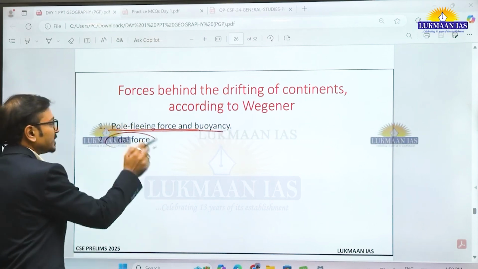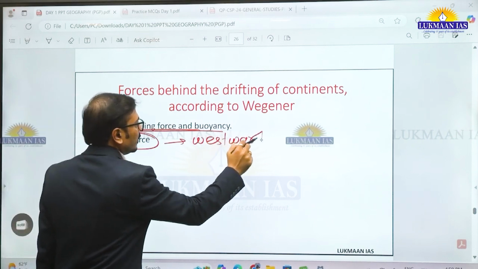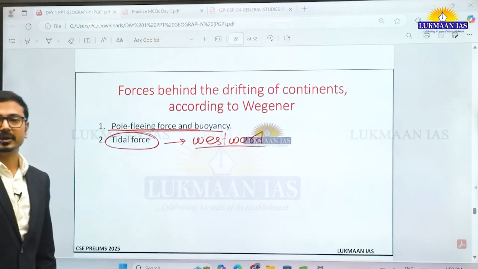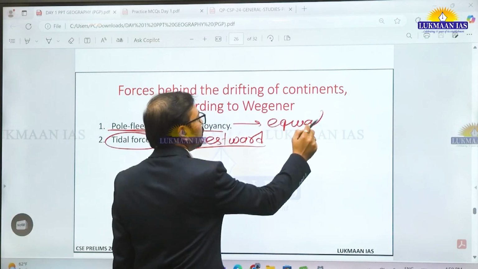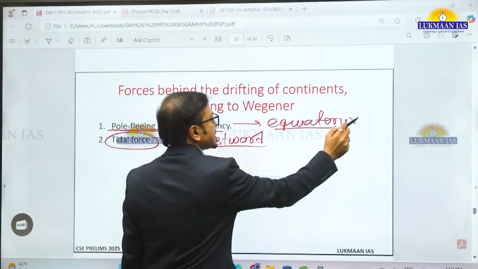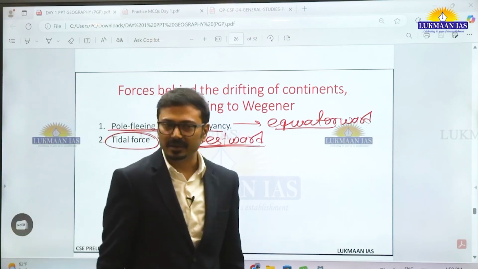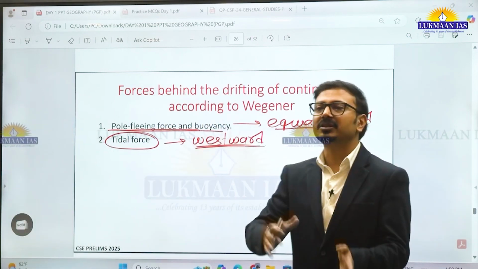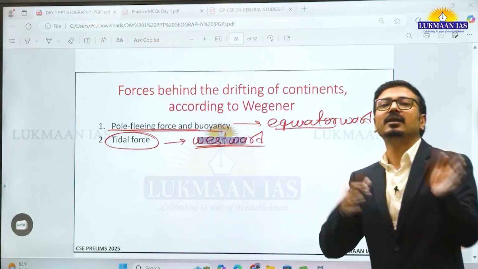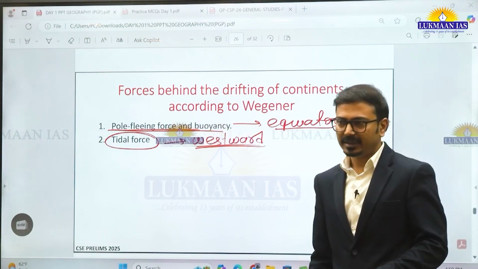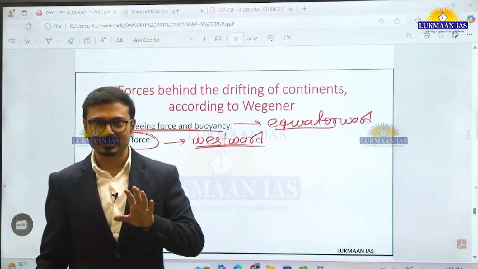Now, tidal force, second force, this was giving westward movement to the continents. ठीक है, ये क्या था, टुवर्ड्स इक्वेटर. This was westward. Tidal, in terms of geography, tidal force is basically gravitational force of attraction among different celestial bodies. उसको tidal force बोलते हैं. ठीक है, ये क्लासिकल टर्म है. ठीक है, टाइड्स वाला वो कॉन्सेप्ट यहाँ नहीं है.